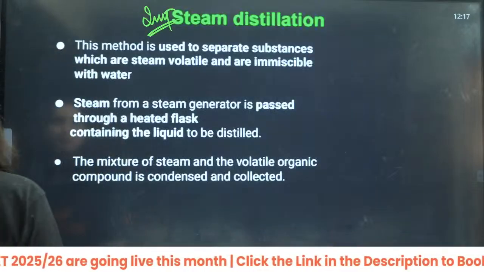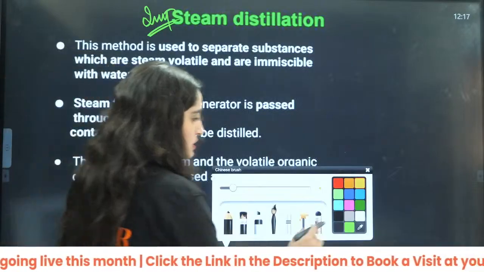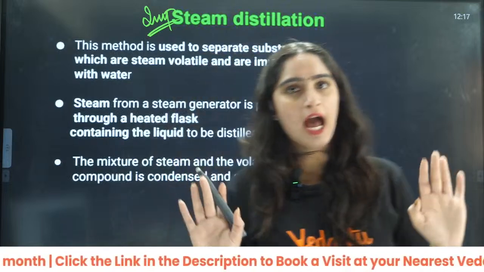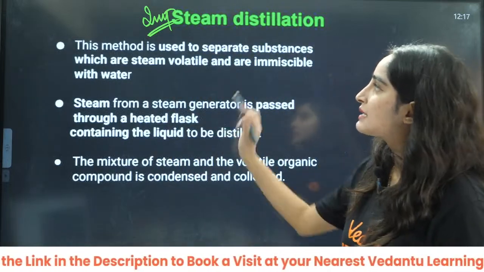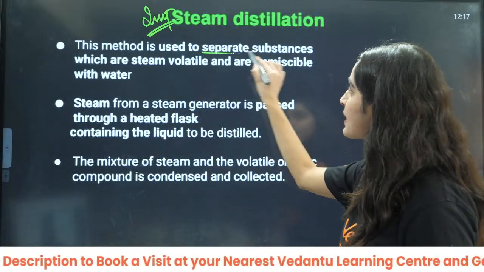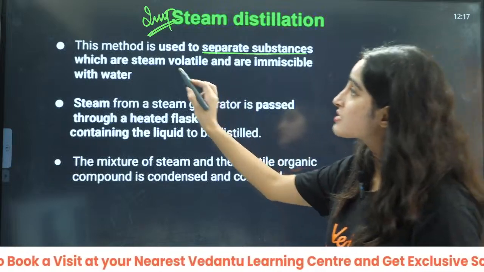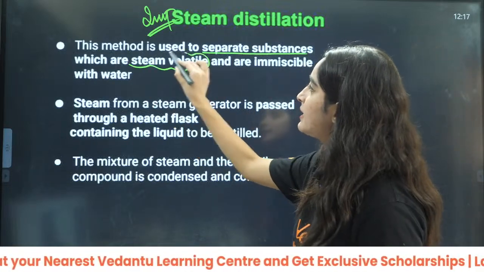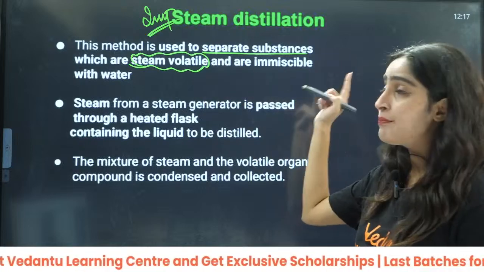Now let us see the theory. Okay, I will again come to this one. Let us see the theory first. I will again conclude this. Wait a minute. This method is used to separate substances which are steam volatile and are immiscible with water.